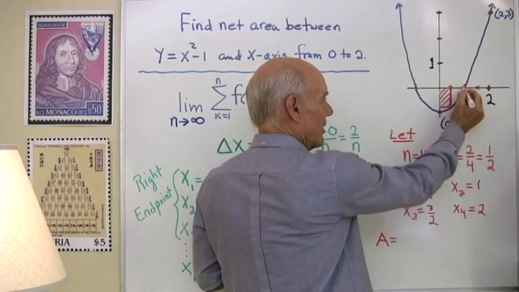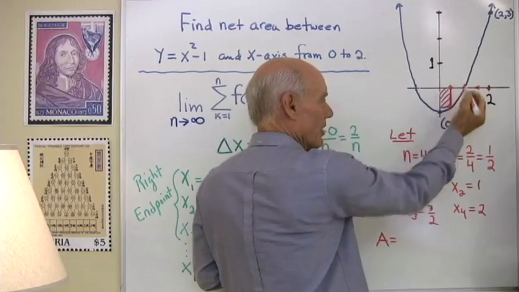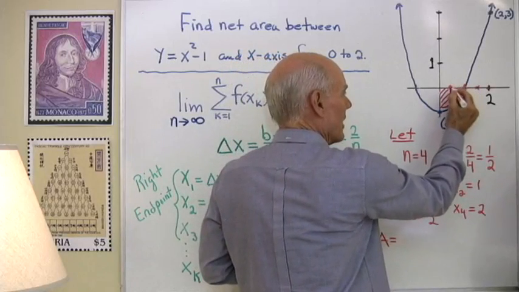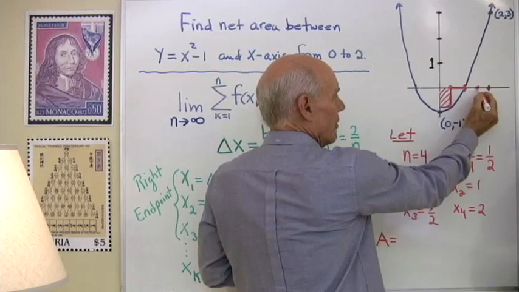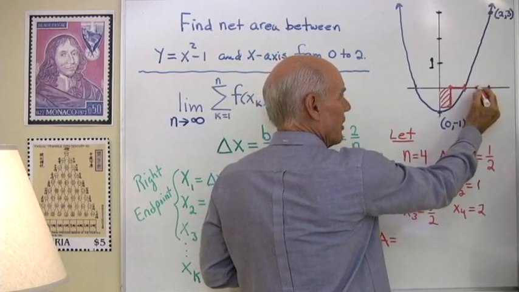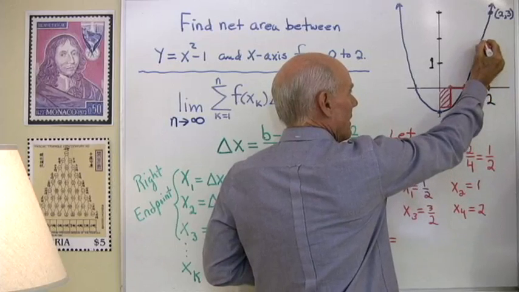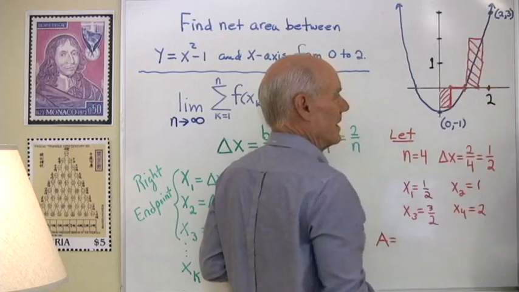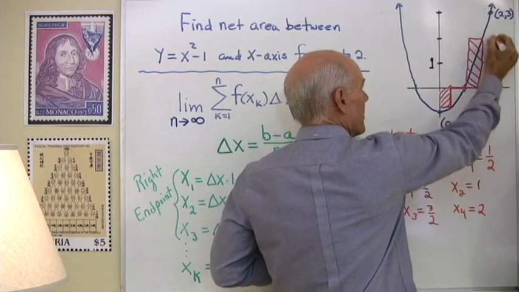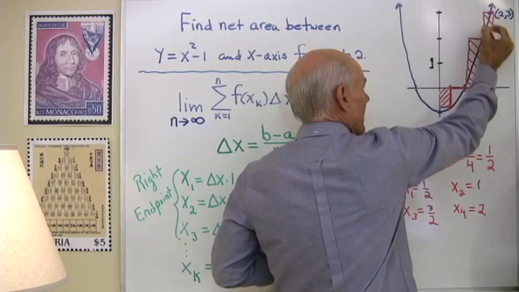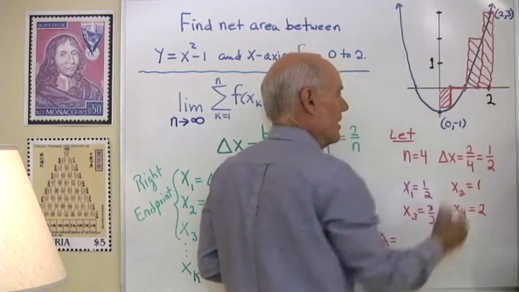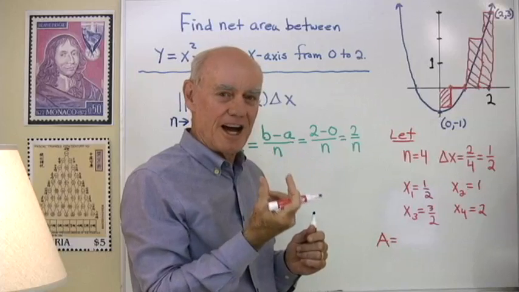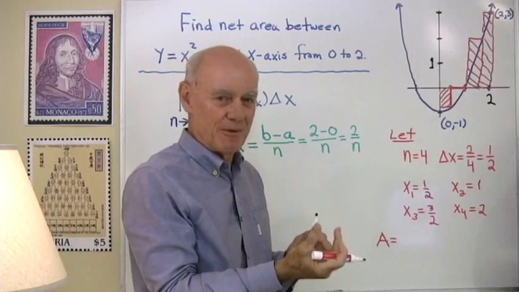For x sub 2, I go to this point and go to the curve. Well, f of 1 in this case is 0, so that little rectangle has an area of 0. For the endpoint at 3/2, I'll go up to the curve and form this rectangle and find its area. And when I get to x equals 2, I'll go up to the curve and find this area right here. In each case, the width of the subinterval is 1/2, and the height is f of that right endpoint.